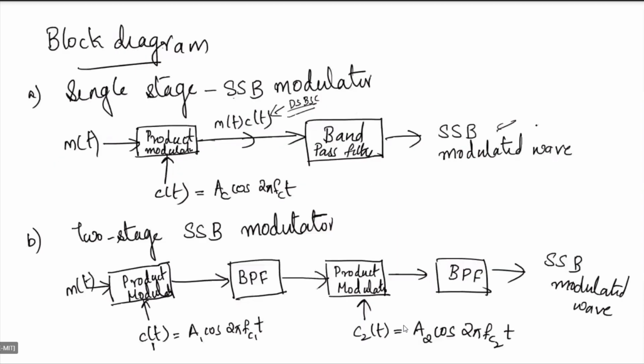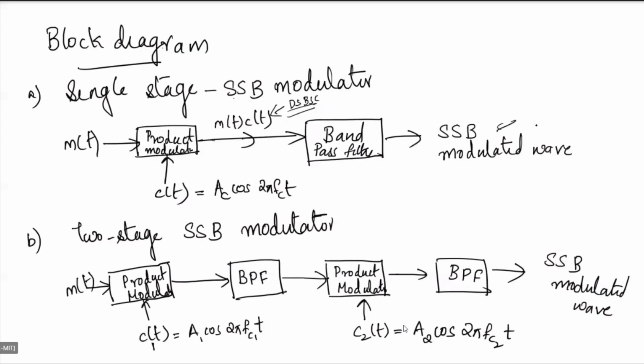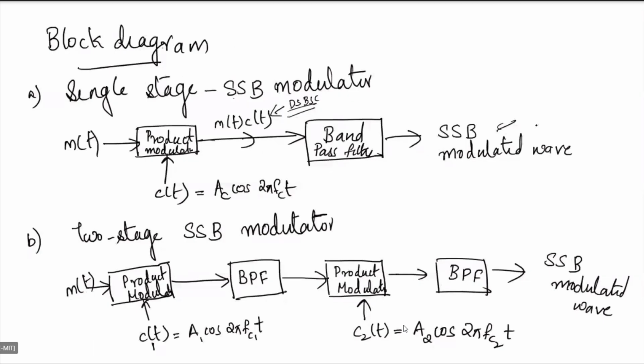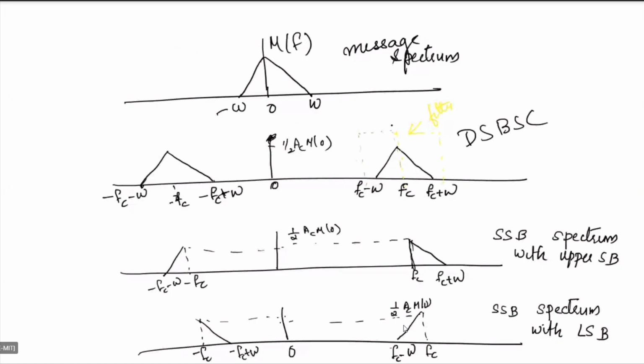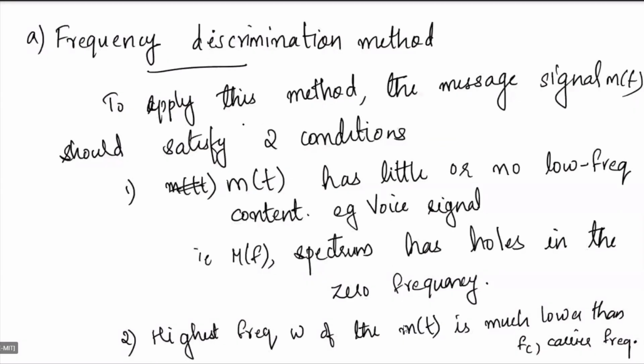Same thing. So what happens? When you are band pass filtering, the filter characteristics need to be so sharp that it has an exact cutoff, which is impractical. So these are the two conditions for generating an SSB signal using the frequency discrimination method. One, the message signal has little or no low frequency content. At the zero frequency, it shouldn't have any spectrum.